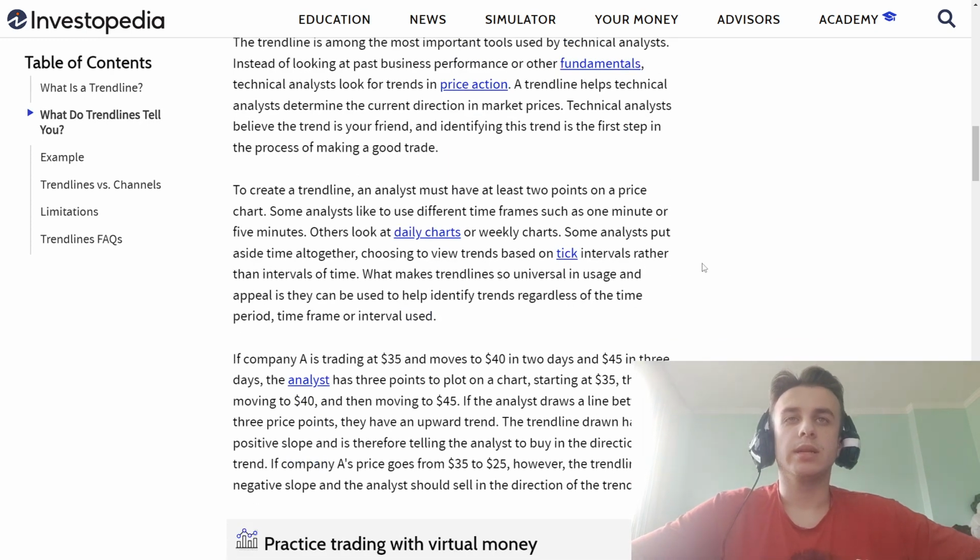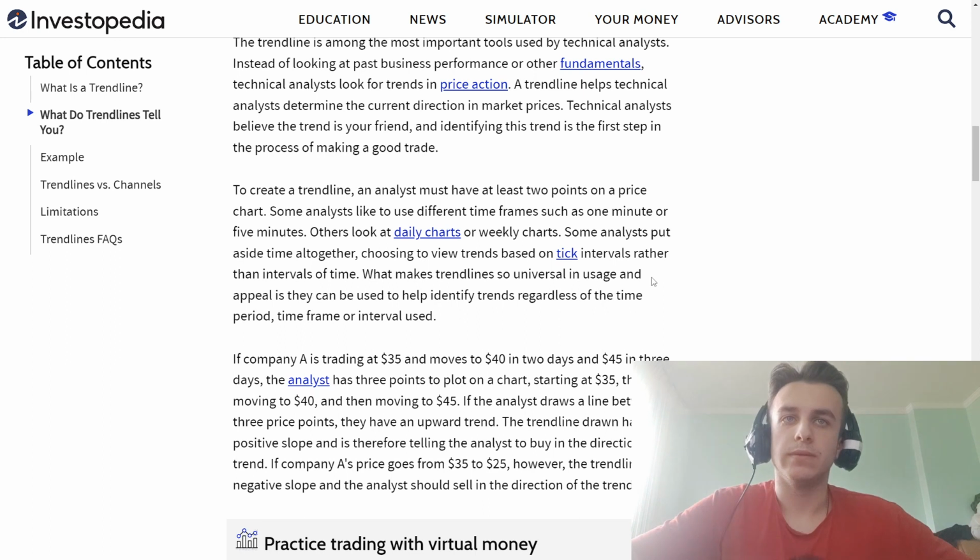To create a trend line, an analyst must have at least two points of price on a chart. Some analysts like to use different time frames such as 1 minute or 5 minutes. Others look at daily charts or the weekly charts. Some analysts put aside time altogether, choosing to view trends based on tick intervals rather than intervals of time. Trend lines can be used to help identify a trend regardless of the time period or time frame.